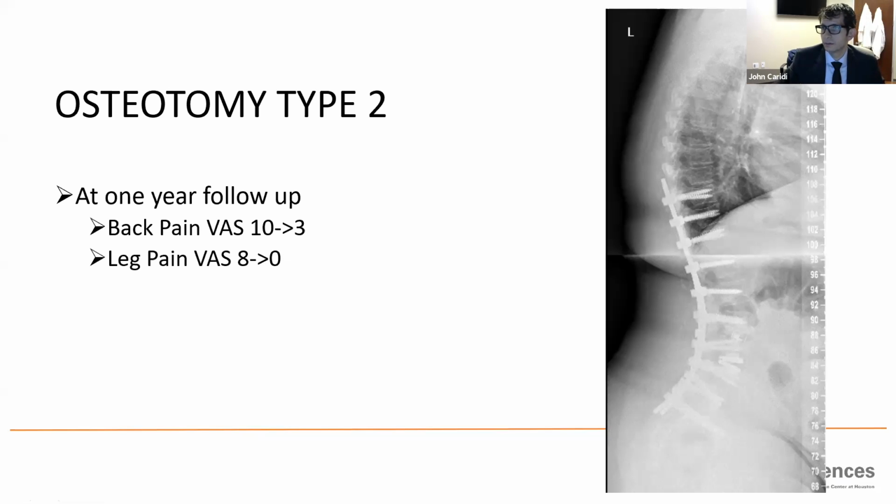Questions about a case like that? Nader, would you have done anything differently? No, I agree. I'm always reluctant of doing any revision anteriorly because of the issue with the vessels, scarring, and the unknowns. And it looks great, taking advantage of the flexibility of the arthroplasty device and releasing the posterior column. And that's all you needed to do.